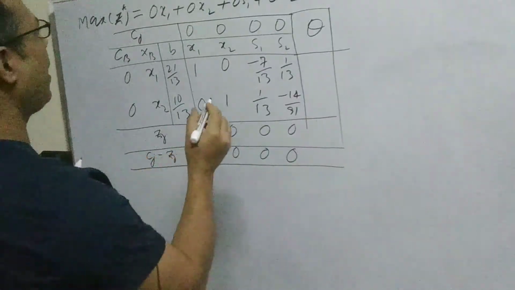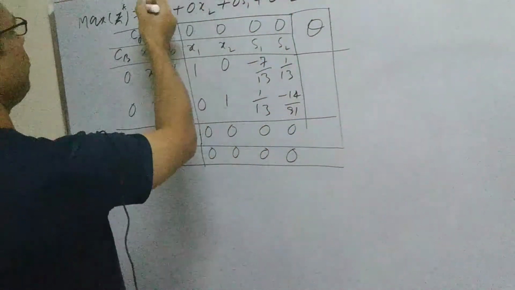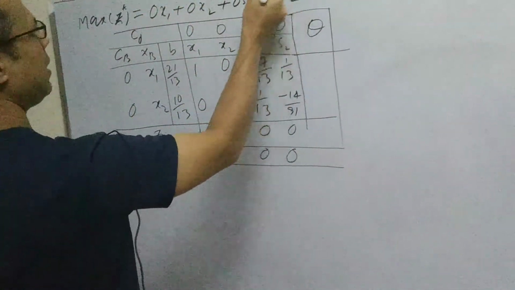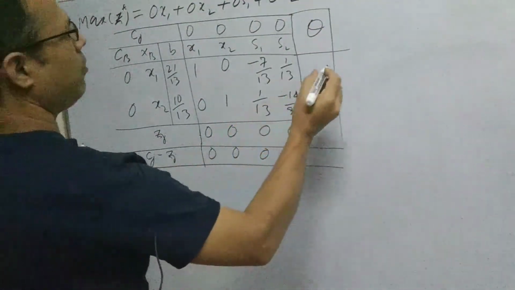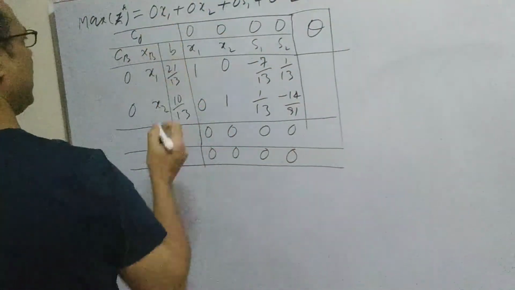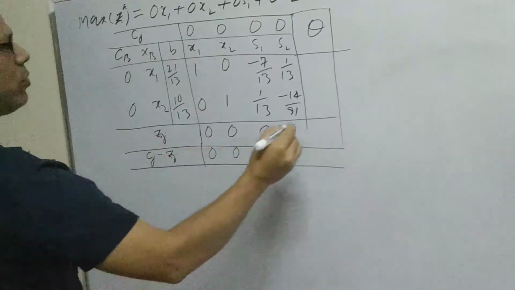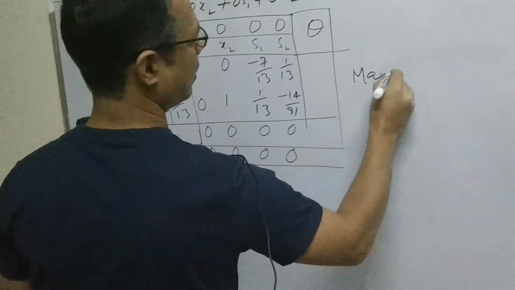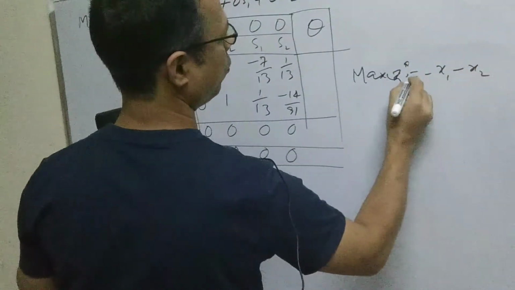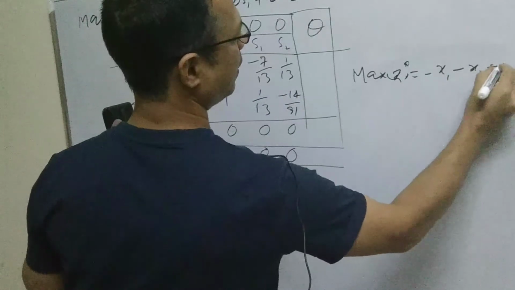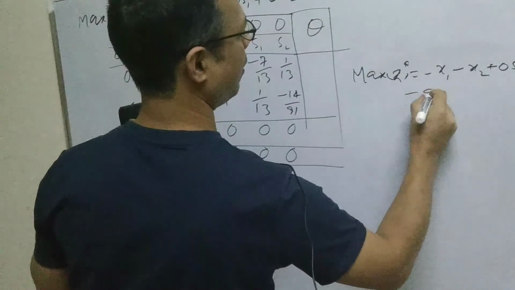For phase 2, I have already introduced that we made changes, this term to 1 and this term to 0. So here this term is going to show 0, and this term is going to show 1. Next time we are going to make this term 0 and this term 1. It means in the previous question, if you look at it, max Z star is equal to minus x1 minus x2 plus 0 s1 plus 0 s2 like this, minus a1 minus a2.